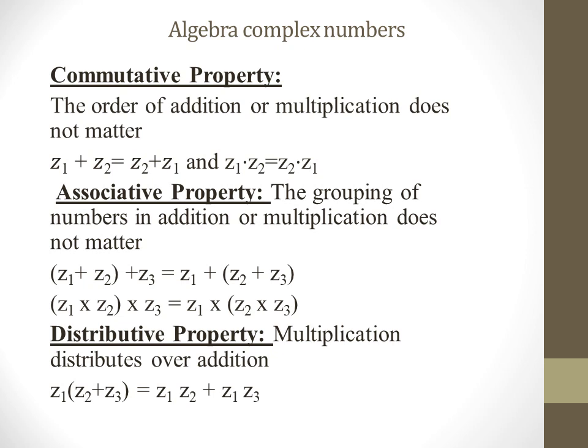After this associative property, let's move to distributive property. Multiplication distributes over addition. That is, z1 into z2 plus z3 is equal to z1 into z2 plus z1 into z3. With this, I will conclude this session.